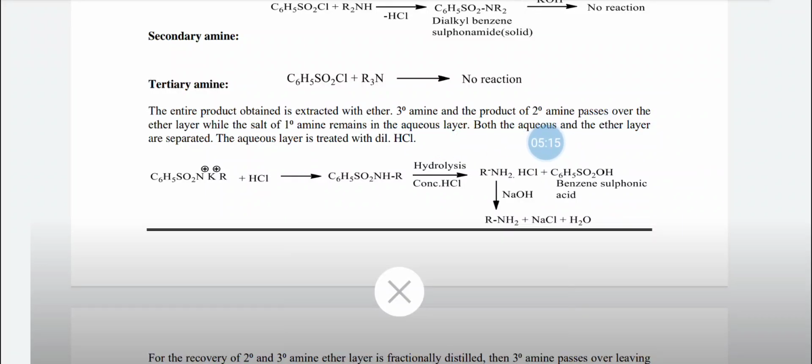Then the aqueous layer and ether layer are separated, and further the aqueous layer will be treated with dilute HCl. So the salt, when treated with HCl, will be converted into C6H5SO2NHR, which on hydrolysis in the presence of concentrated HCl will be converted into RNH2HCl and C6H5SO2OH, benzene sulfonic acid. This one, again treated with sodium hydroxide, gives the primary amine.